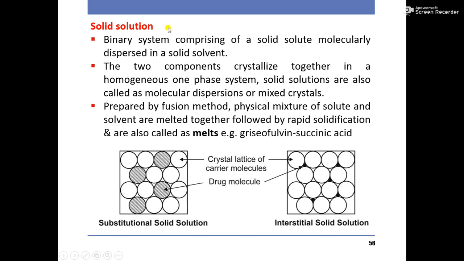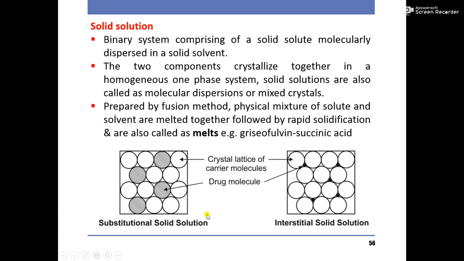In a solid solution, a binary system comprises a solid solute molecularly dispersed in a solid solvent. The two components crystallize together in a homogeneous one-phase system. Solid solutions are also called molecular dispersions or mixed crystals. It can be prepared by the fusion method. A physical mixture of solute and solvent is melted together, followed by rapid solidification. They are also called melts. For example, griseofulvin succinic acid.